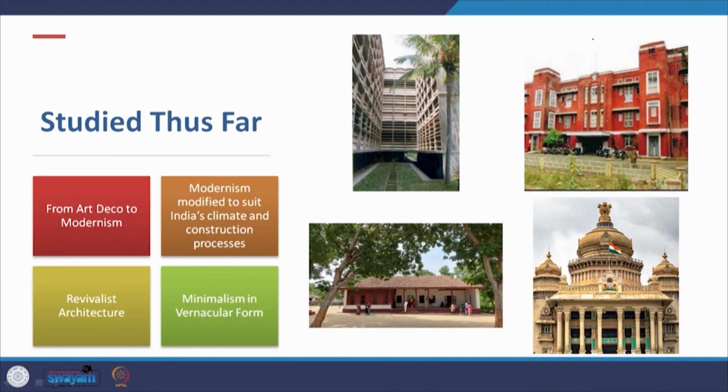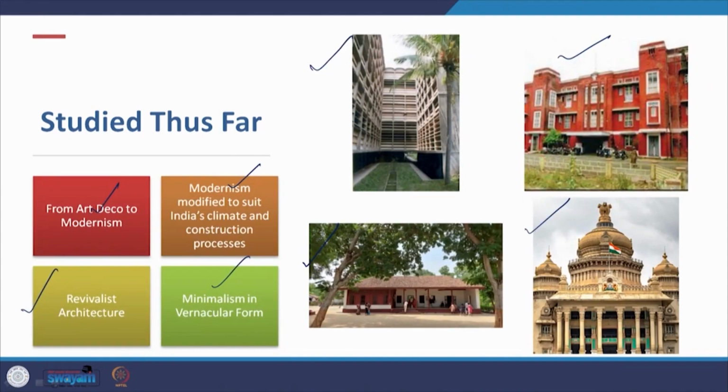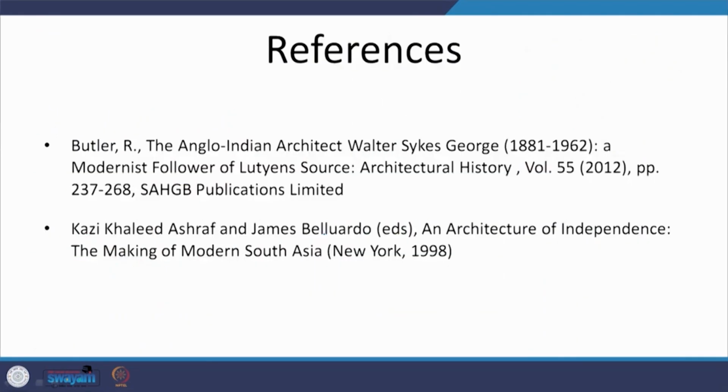We have also studied the movement from Art Deco to modernism as we find in the Lady Dufferin Hospital. We have seen modernism modified to suit India's climatic conditions and construction processes as in Antonin Raymond's Golconda, revivalist architecture as in the Vidhan Sauda in Bangalore, which we will see in the next presentation, and the minimalism that is there in the vernacular form of Sabarmati Ashram that we see here. So these 8 scenarios we have looked at in the lectures till today. So I'll stop here.